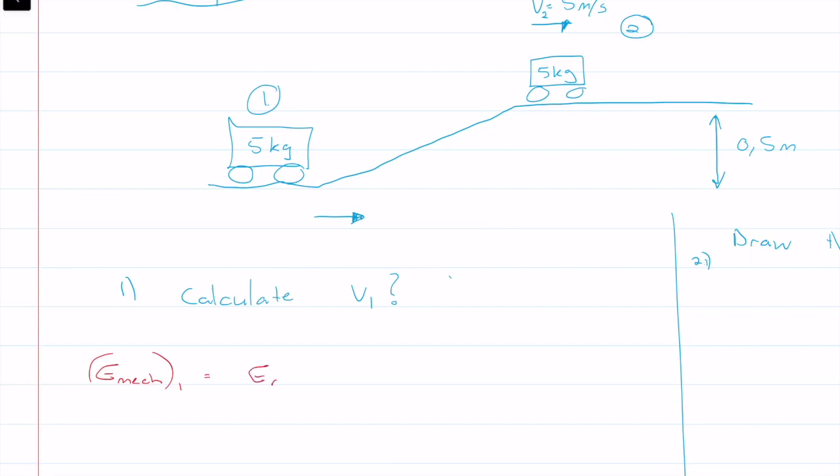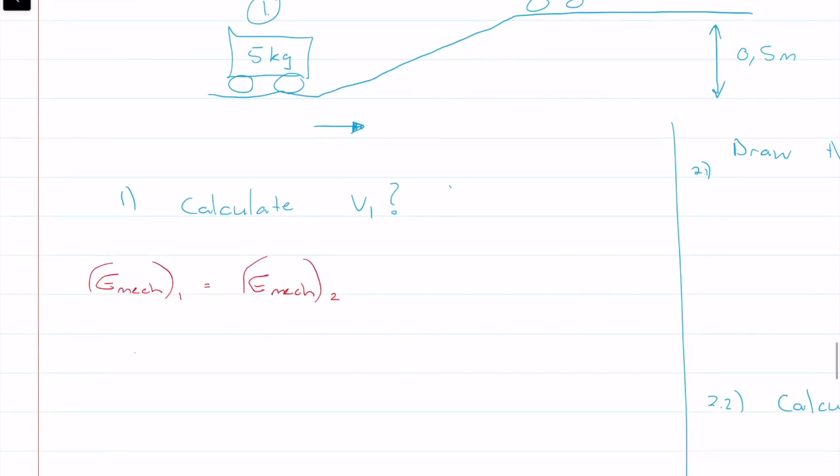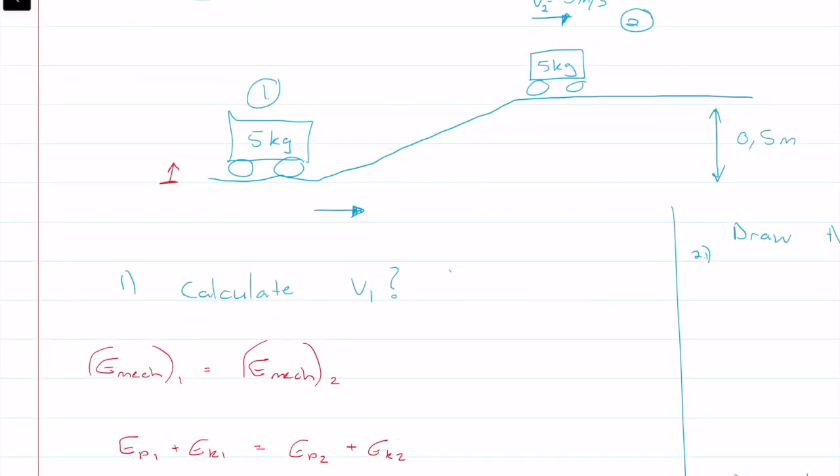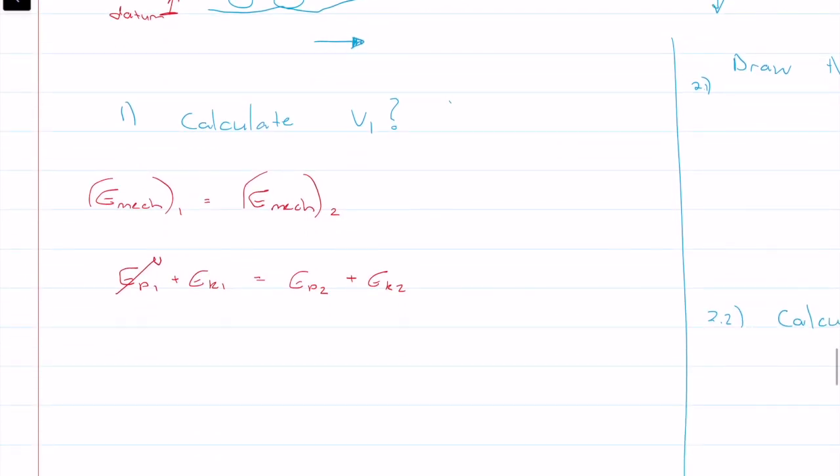So the mechanical energy at 1 must be equal to our mechanical energy at position 2. So mechanical energy is made up of potential energy at 1 plus the kinetic energy at 1 is equal to the potential energy at 2 plus the kinetic energy at point 2. But we're also picking our datum here. So at position 1, our height is 0, so EP is equal to 0. So what we're left with is a half m V1 squared is equal to mgh2 plus a half mv2 squared.